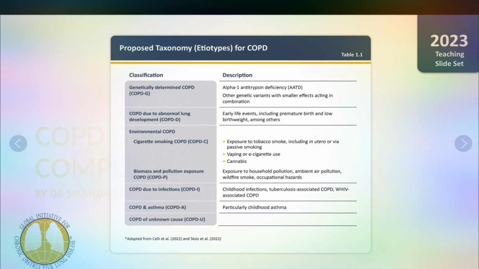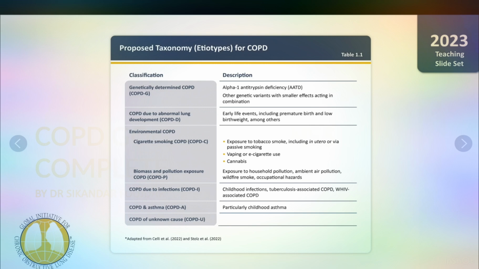They are telling it could be due to alpha 1 antitrypsin deficiency or other genetic variants with a smaller effect acting in combination. So other multiple genetic causes could be there, or it could be alpha 1 antitrypsin deficiency. So it is COPD-G. Then there is COPD-D.